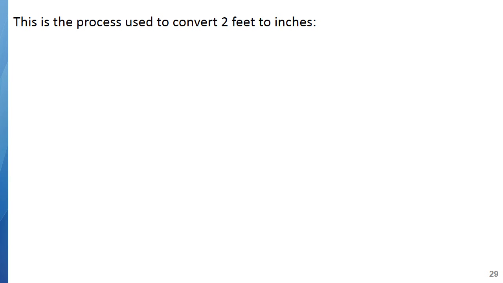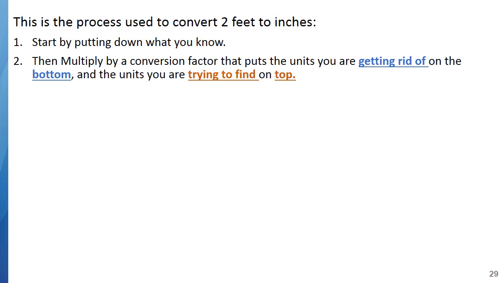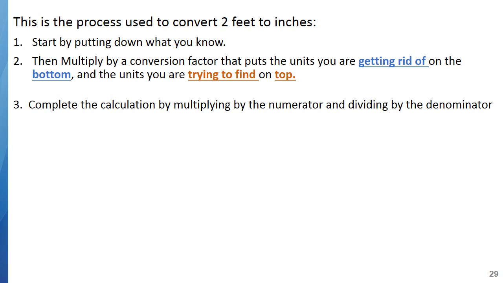So let's go through the process to convert 2 feet to inches. The first thing you want to do is put down what you know. Then you're going to multiply by a conversion factor. Again, you want to put the units you're trying to get rid of on the bottom and the units you are trying to find on top. Complete the calculation by multiplying everything in the numerator and dividing by everything in the denominator.